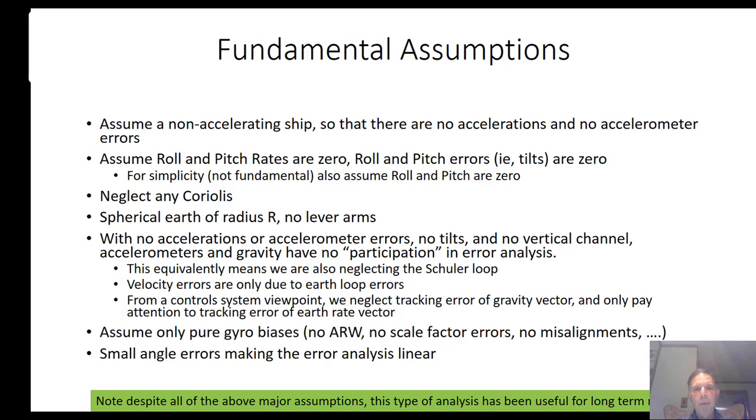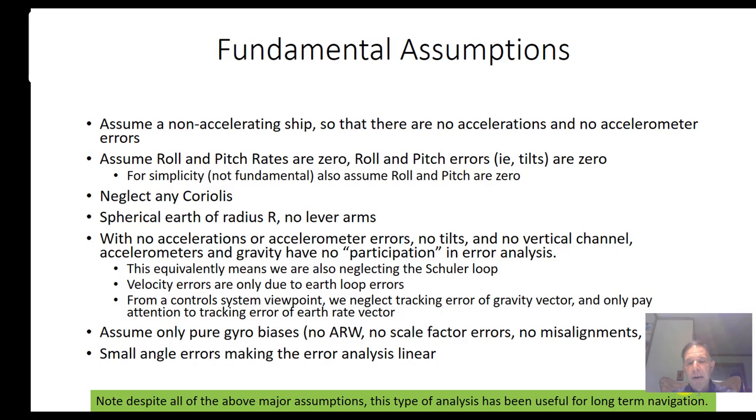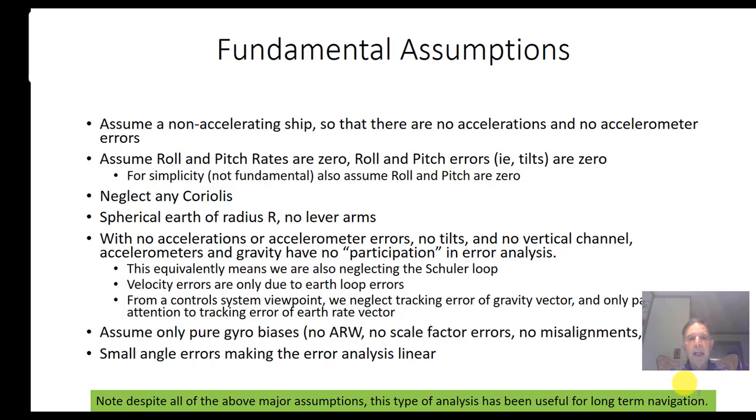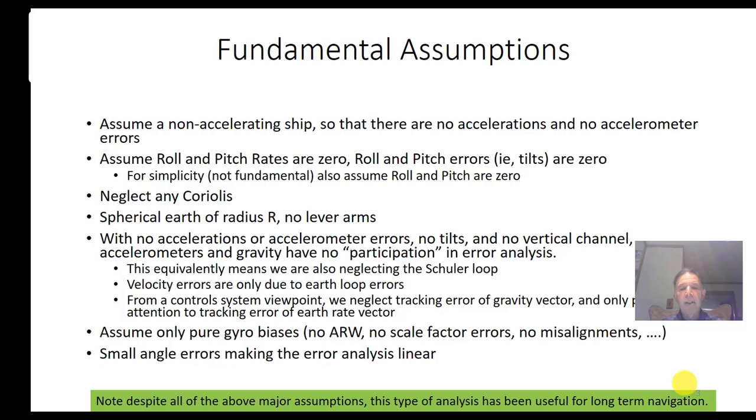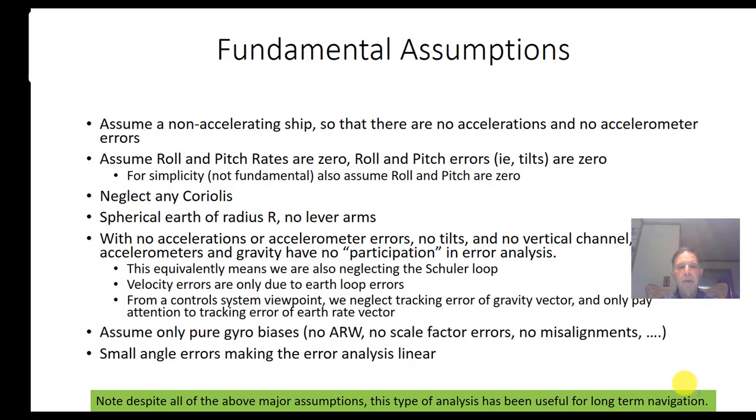The fundamental assumptions we will be making are as follows. Assume a non-accelerating ship, so there are no accelerations and no accelerometer errors. Assume roll and pitch rates are 0 and there are no tilts. For simplicity, although this is not a fundamental assumption, also assume that roll and pitch are 0. Neglect any Coriolis accelerations. We'll also assume a spherical Earth of radius r, that is no eccentricity, and factors such as lever arms, sizing, and other similar type factors we will not include.